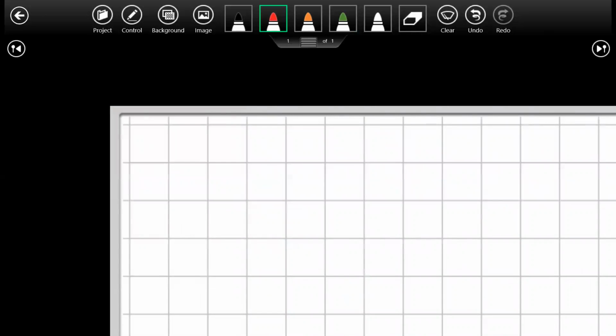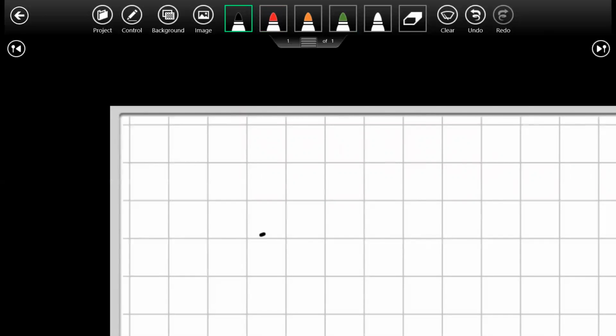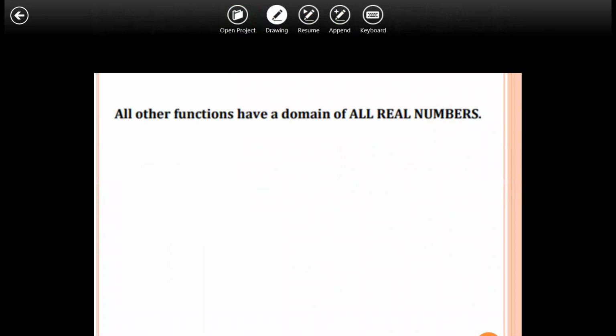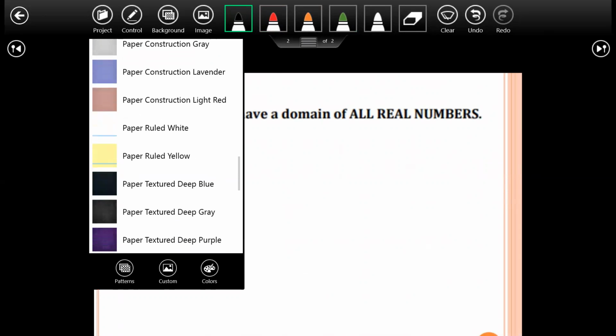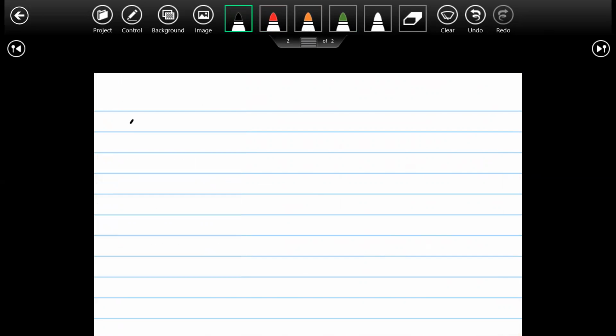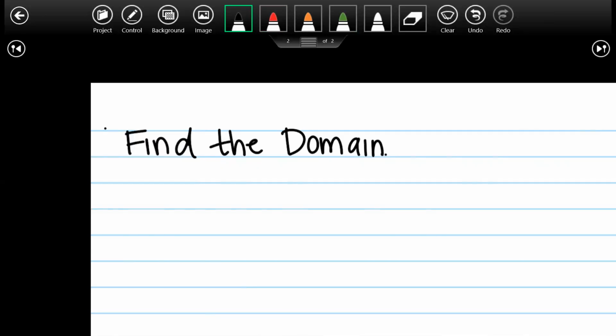All right, let's look at 3 different types. It says find a domain. These are going to be our examples. Let me change it. Let's go back into this background, my white ruled. Find the domain. And this is what you guys are going to pretty much do tonight. You only have like 5 problems. It's pretty simple. Let's look at several different types.